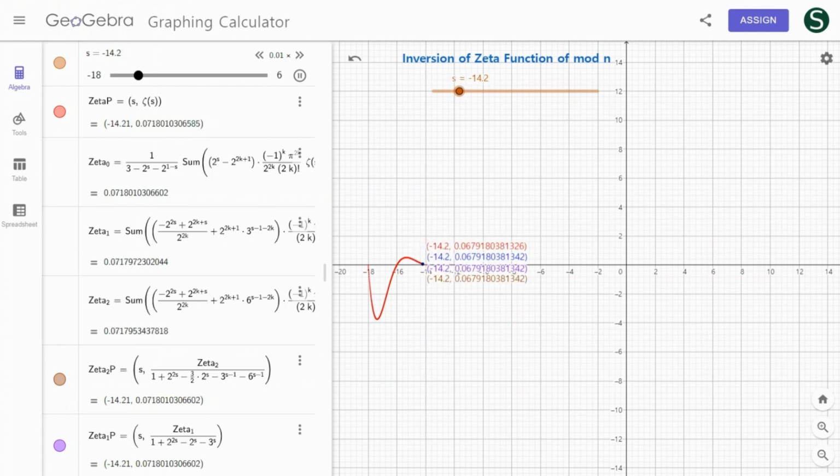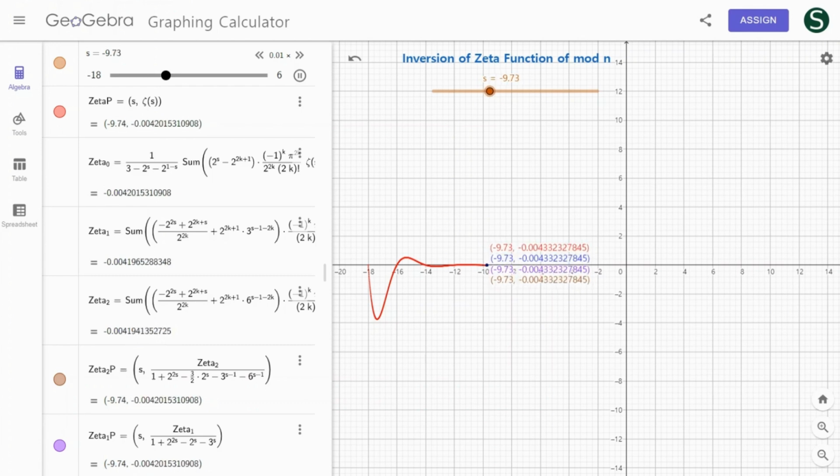It shows an error of more than 12 decimal places compared to the red zeta function of GeoGebra mathematical functions. The inversion of the zeta function of mod n is the expansion of the negative even zeta function, and it is established in all regions. The first term that multiplies the sum is infinite at s equals 0 and 1 and converges to -1/2 by the trivial zeros of the zeta function at s equals 0.